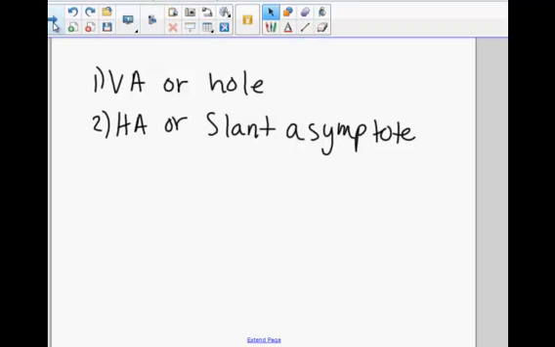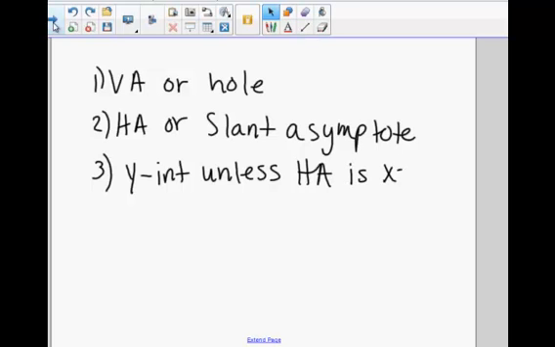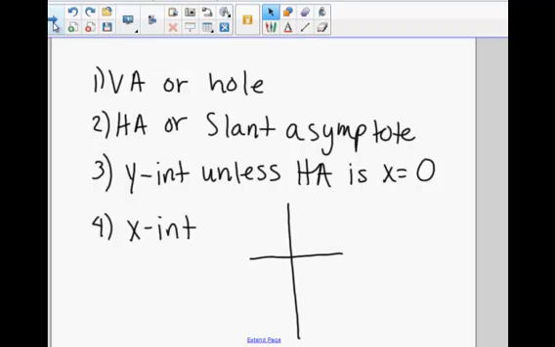You're going to have a y-intercept unless your horizontal asymptote is x equals 0. Now, the only time you won't have a y-intercept is when your horizontal asymptote is on the y-axis. Then you obviously can't have a y-intercept. Otherwise, you will have a y-intercept. And you don't necessarily need to have the x-intercept. You may or may not have it if the graph is like this.